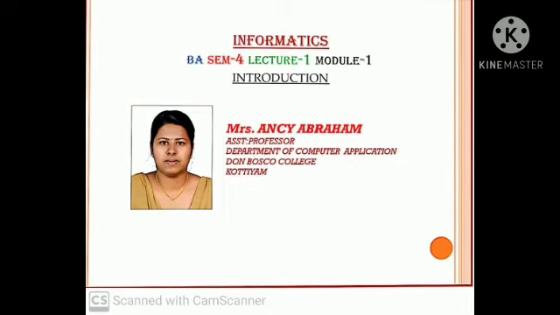Module 1 comprises Informatics and Introduction. Second module, Basic Hardware and Software. Third module contains Operating Systems. And the last one is Networking and the Internet.